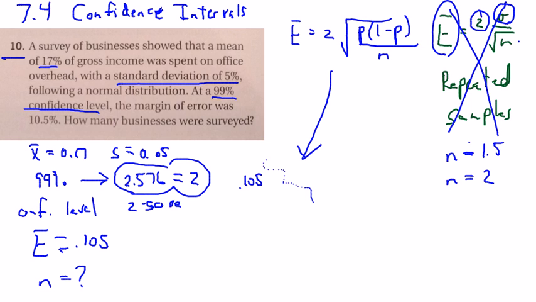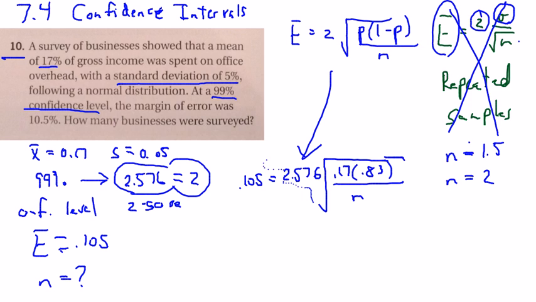0.105 is the 10.5% margin of error, and our Z score is going to be 2.576, which corresponds to a 99% confidence level, times the square root of 17%, which is our probability that gross income is spent on office overhead, times 0.83, and divided by the number we're trying to find, which is N.